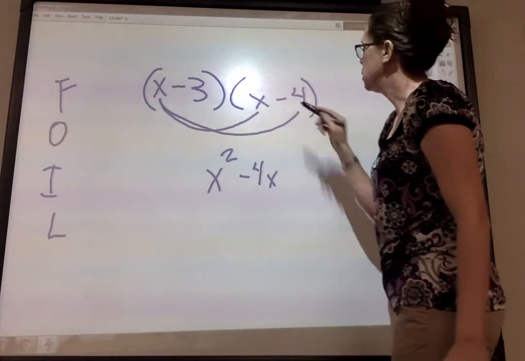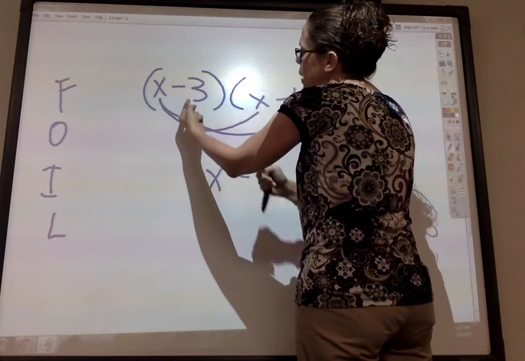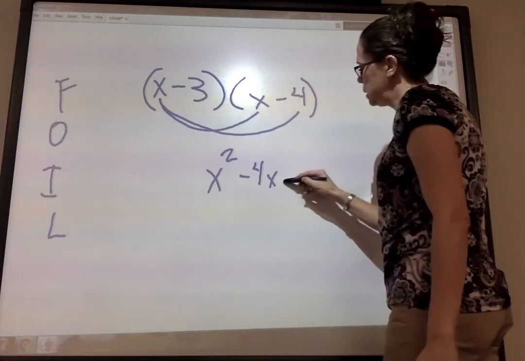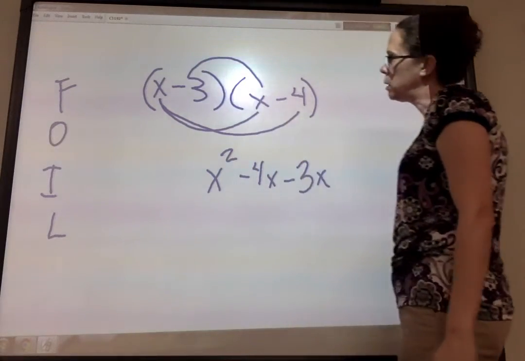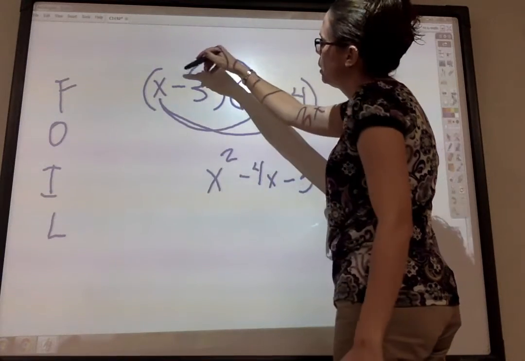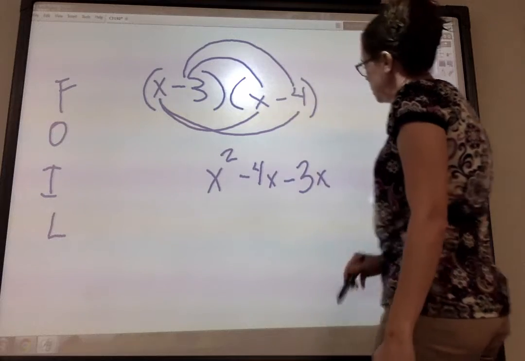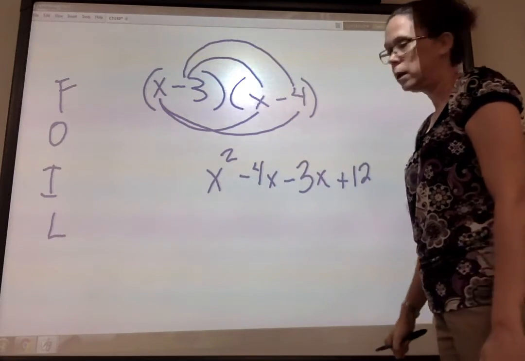So now I've taken care of these two. Inside, I'm going to move to the inside terms. Negative 3 times x gives me negative 3x. So I've taken care of that. Last, the last terms of each binomial. Negative 3 times negative 4 gives me positive 12.